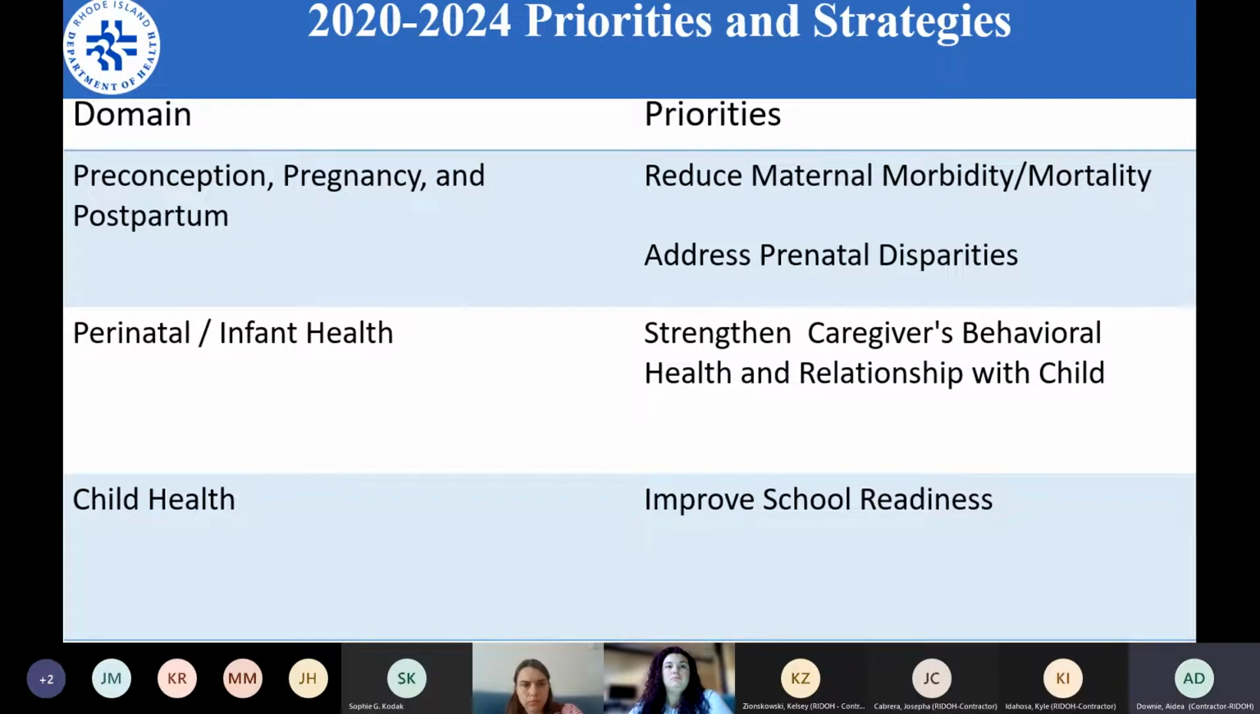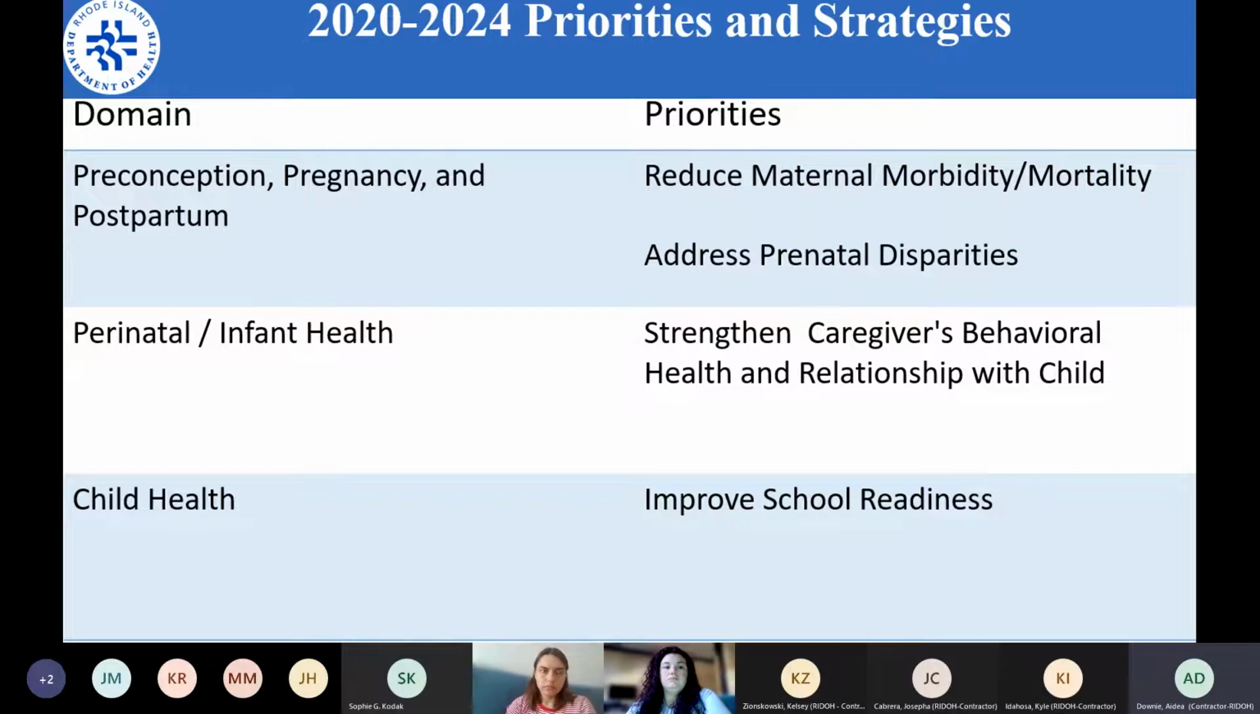Okay, so from that needs assessment, we were able to put together some priorities and strategies. As I said, we have 6 health domains. Our first is preconception, pregnancy, and postpartum. Based on our work with Sister Fire, we realized that a really huge issue is the need to reduce maternal morbidity and mortality. They have very high rates of those things in relationship to their white counterparts, as well as having more prenatal disparities. So we chose both of those to address.